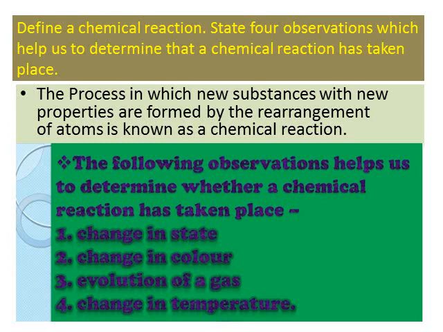What are the observations? So the following are the observations which help us to determine whether a chemical reaction has taken place. 1. Change in state. 2. Change in color. 3. Evolution of a gas. 4. Change in temperature. So these 4 observations will tell us that a chemical reaction has taken place. Children, this is a very important board question.